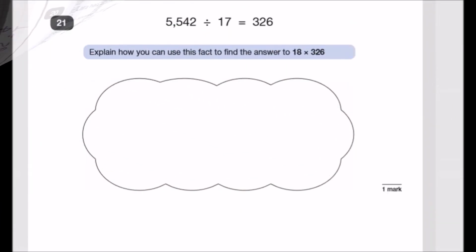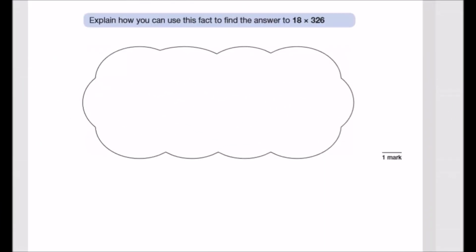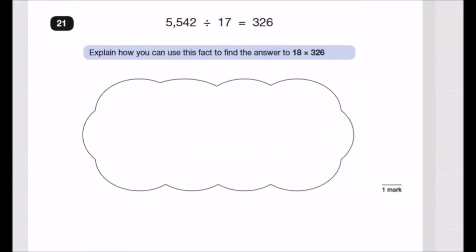And here we are, guys, the final question. Question 21. I think it's the last one. Yep, end of test. Okay, so we're given an equation: 5,542 divided by 17 gives us 326. Now explain how you can use this fact to find the answer to 18 times 326. This is an interesting question because the idea is to use what we have here to find a quick and easy way to solve this.